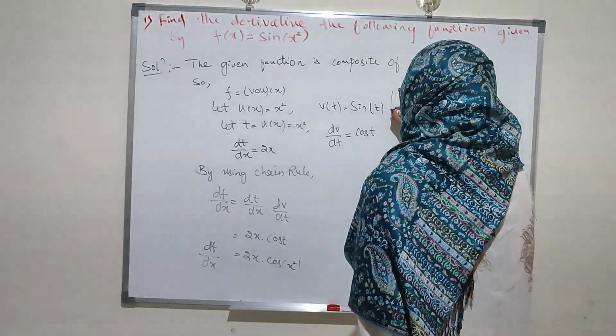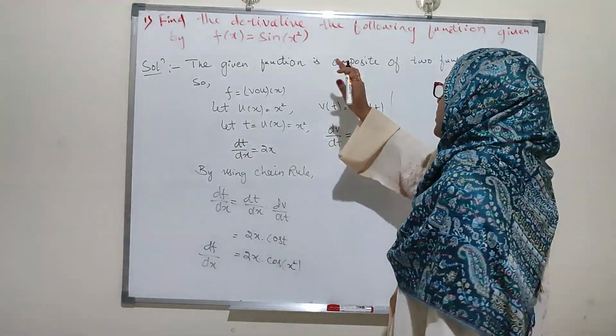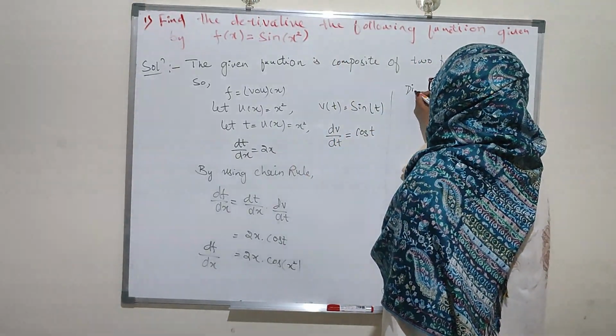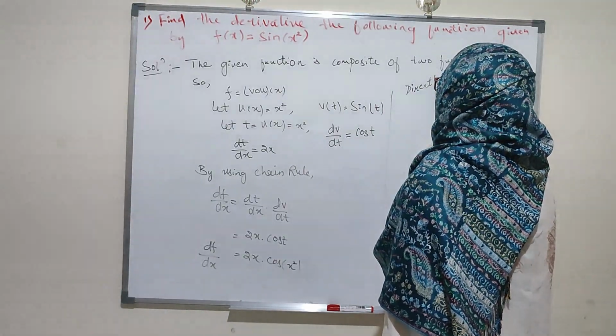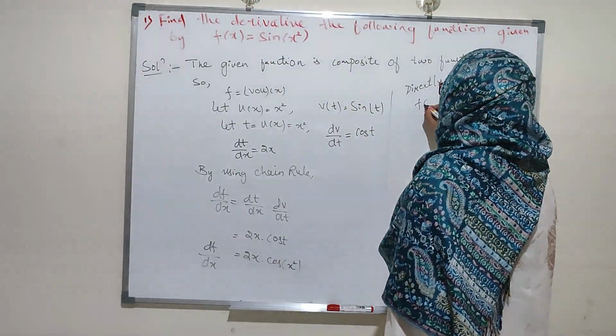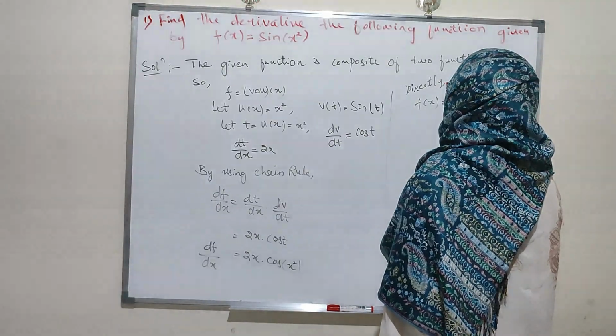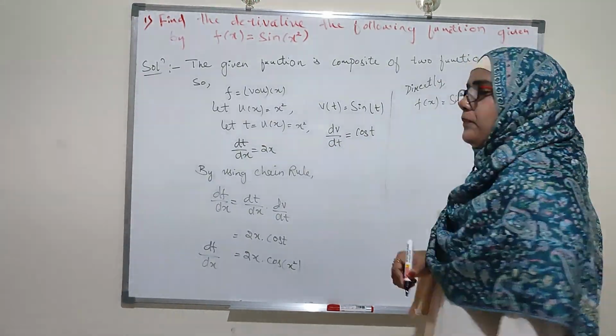Directly we can solve it. This is by using chain rule. Directly we can solve. How? Here directly, f of x is sine of x square, given to you.